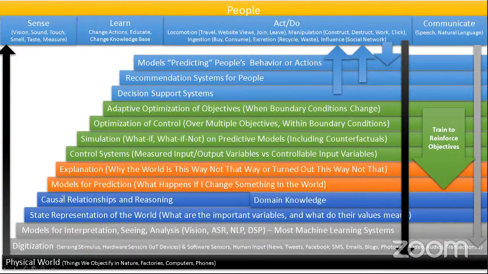So the approach I am proposing is that wherever we need data-driven models, those should be data-driven. For example, at this leaf node, where I'm saying models for interpretation, seeing, analysis, vision, speech recognition, language processing, not understanding. At this level, it is okay to have models which don't really understand the world. But once you worry about making decisions about the world, then you will need to understand why this interacts with that.